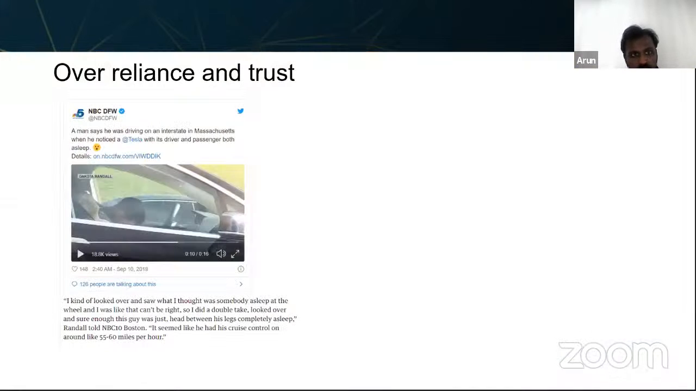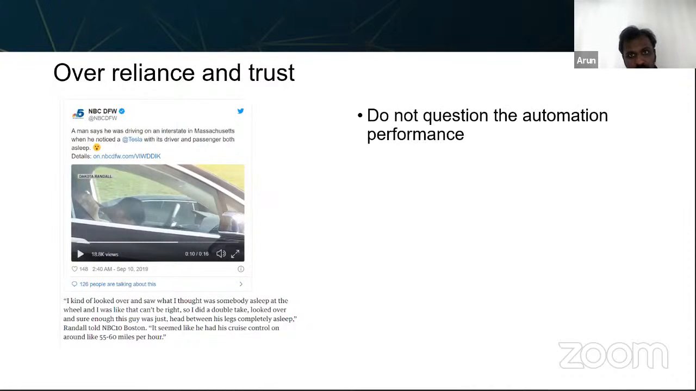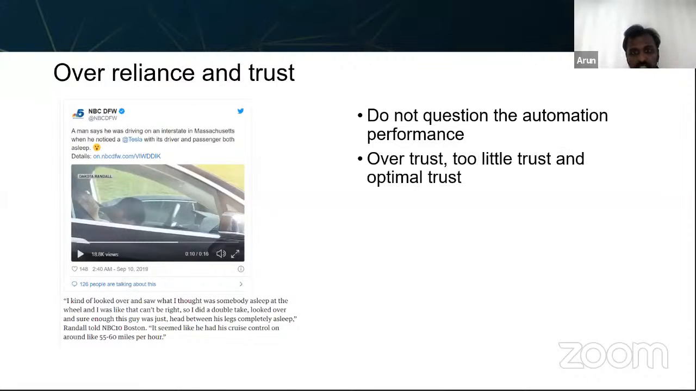So yes, the over reliance and trust, this is a very good example which you already covered. So in the first place, the humans do not question the automation performance. They will straight away trust the system. And still now we don't know how much level of trust we should actually have with these systems. So it's basically, should we trust the systems too much, or should we have an optimal trust with the systems, or do we not trust the system at all.